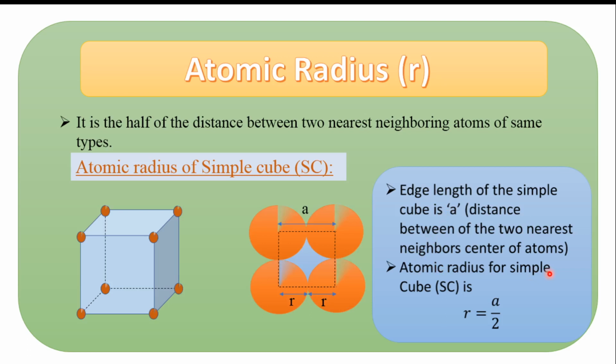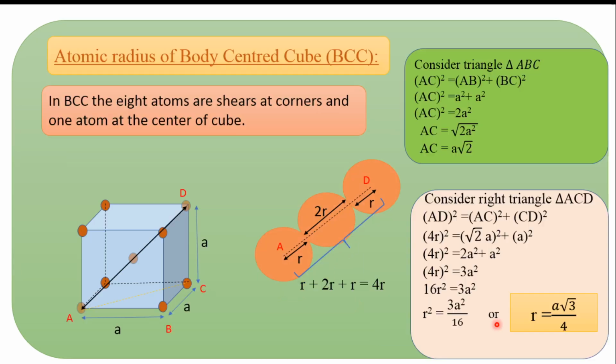Atomic radius of simple cube, here we want to calculate. So this is the edge length A, this is also edge length A. Here A is equal to 2R, that is the half distance of atom, that is R. So A is equal to 2R, so R is equal to A by 2. So atomic radius of simple cube is R is equal to A by 2.